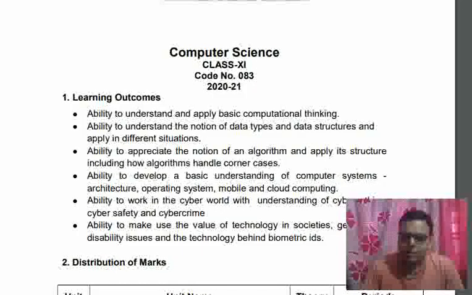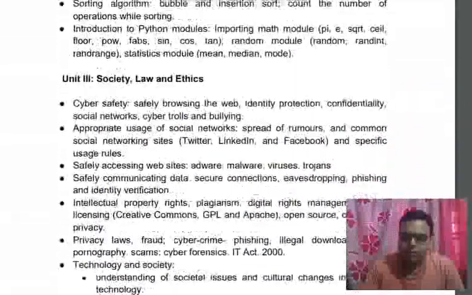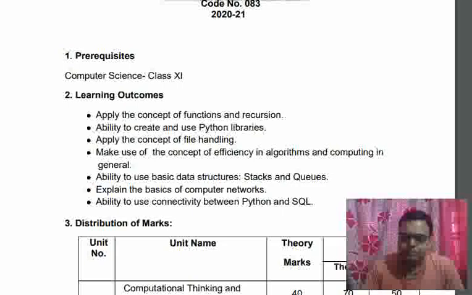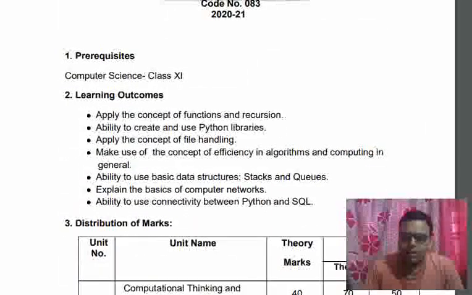So see, class 11th curriculum is in front of you, but we will skip that and we will go to class 12th curriculum. So see, first, this is for 2021 and subject code is 083, and the computer science prerequisite is you must have the knowledge of class 11th. What you have learned in class 11th, that is always to be remembered for your next class.